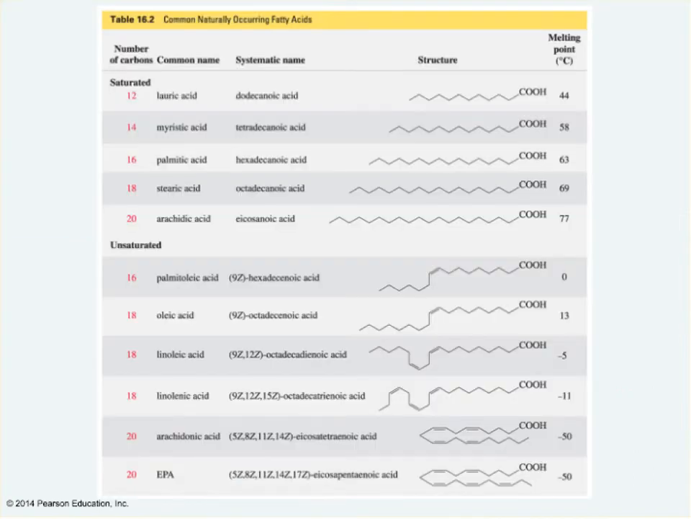Kind of a fun side note: as you add carbons in these fatty acids, more and more carbons, the boiling point and melting point go up because you get more and more greasy. Kind of like thinking about us.